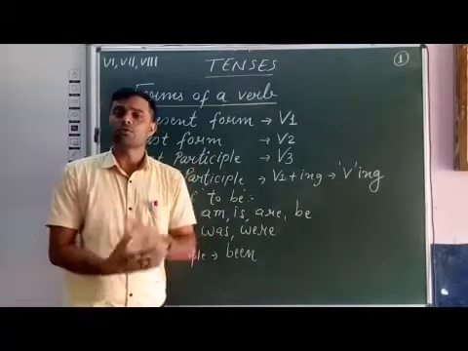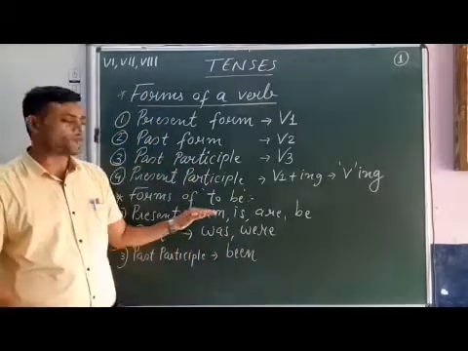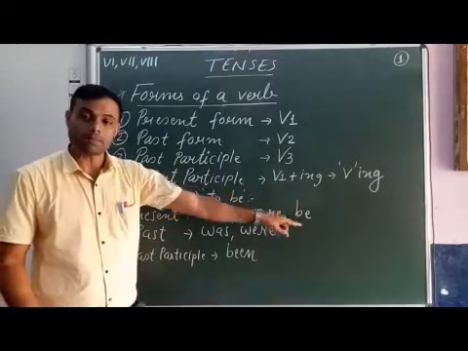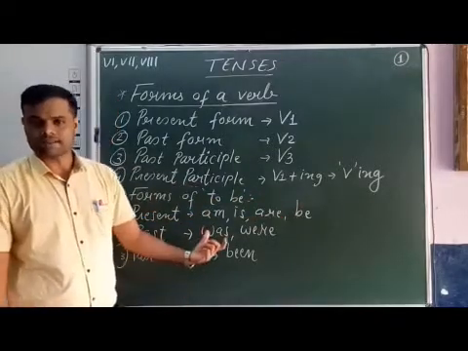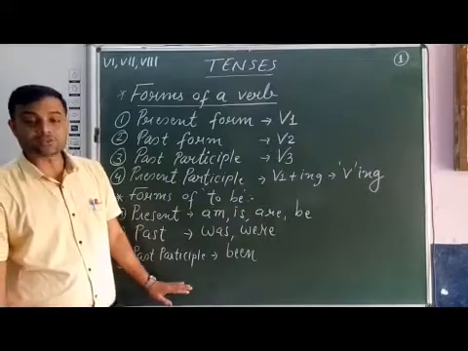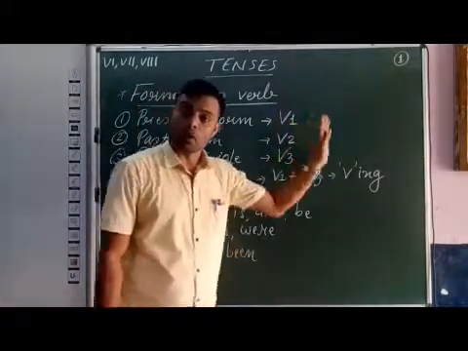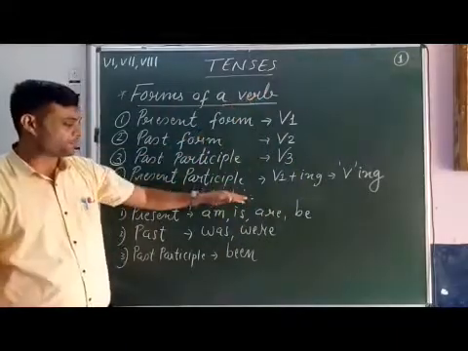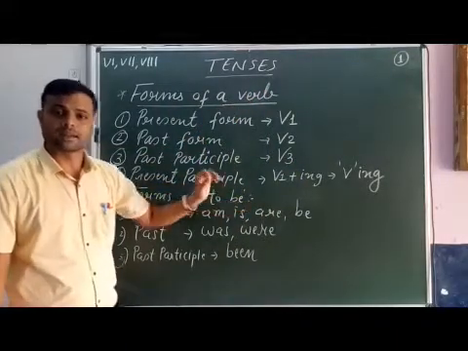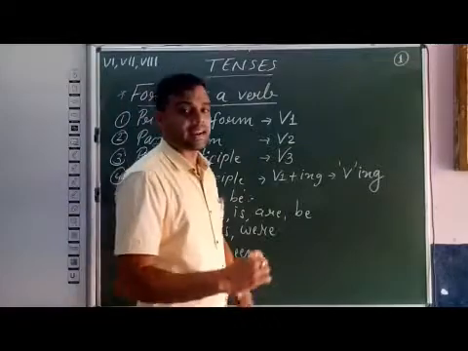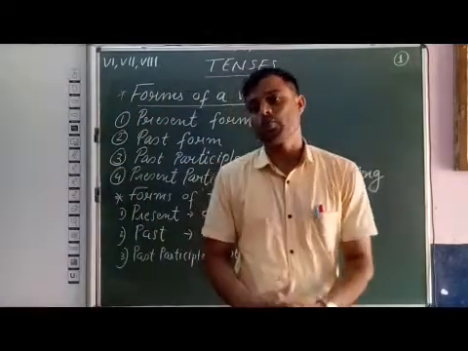So three forms of to be: present form am, is, are, and be; past form was and were; and third, past participle, that is been. These forms of the verbs and the forms of to be, remember to learn and understand tenses properly.